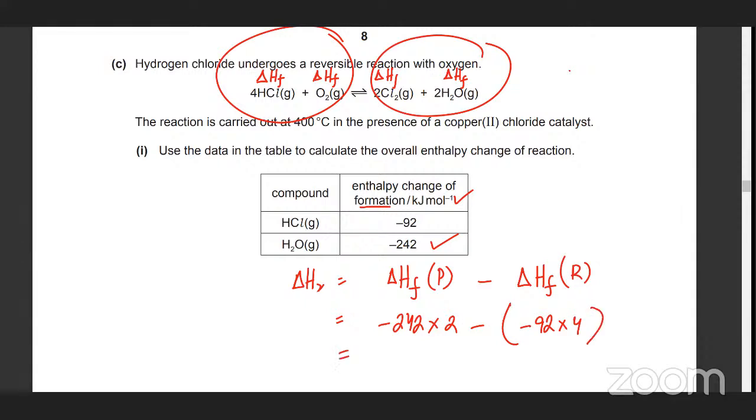So what is the answer for this? Minus 116. He's getting minus 116 kilojoules per mole.